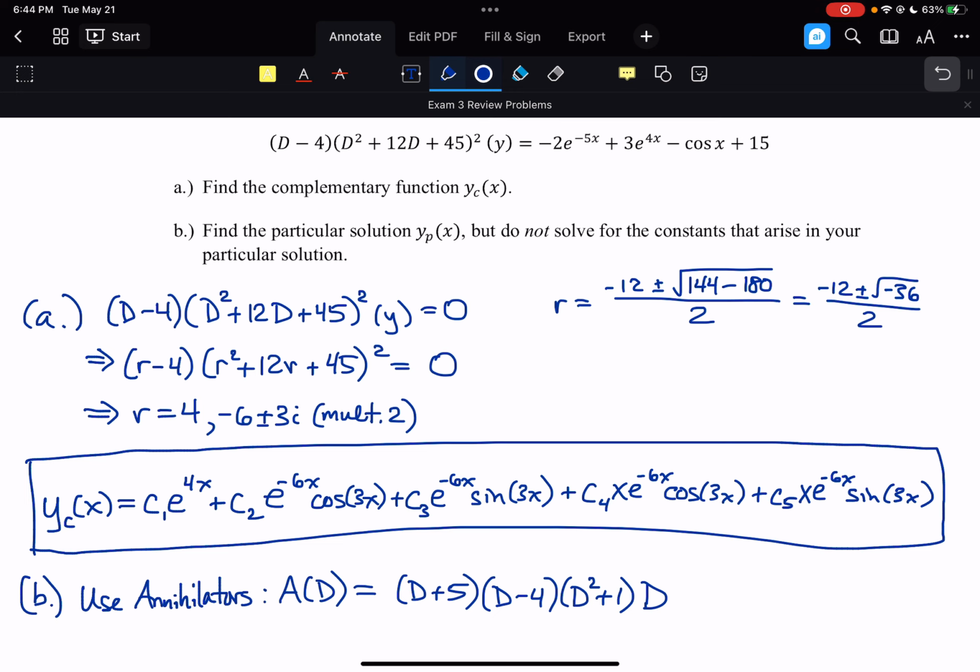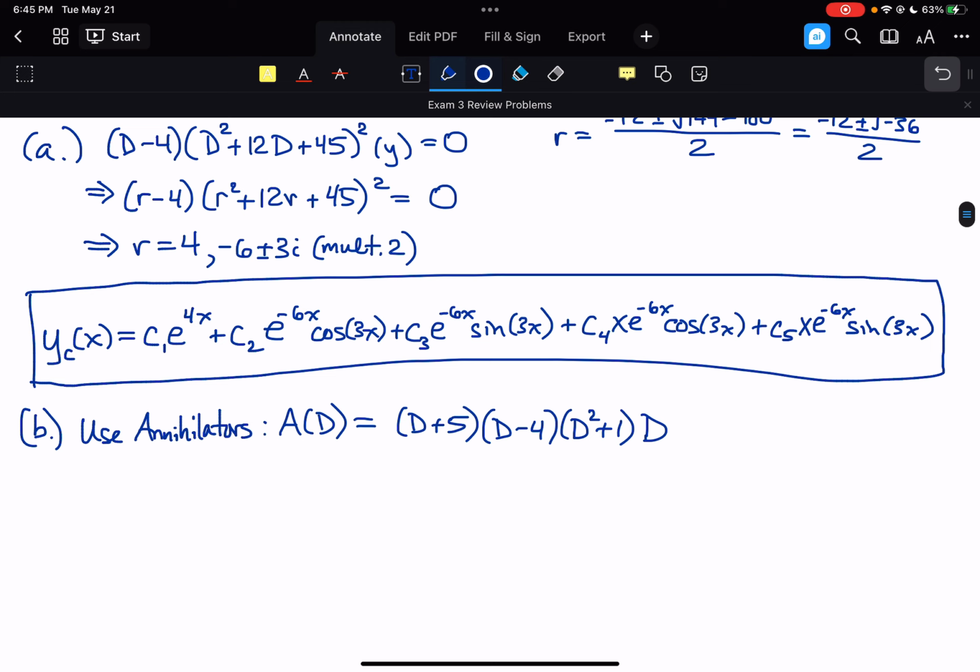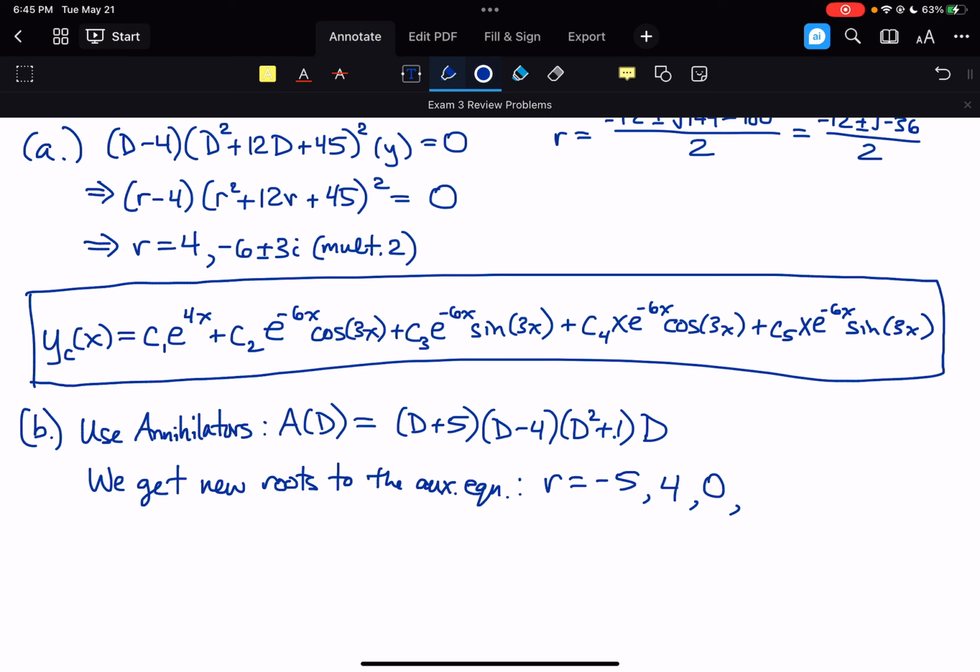So we get new roots to the auxiliary equation. So we get negative 5, 4. This one will give us a 0. This one will give us a plus or minus i. So we got a few here.